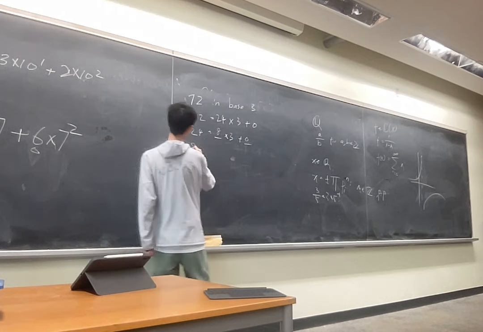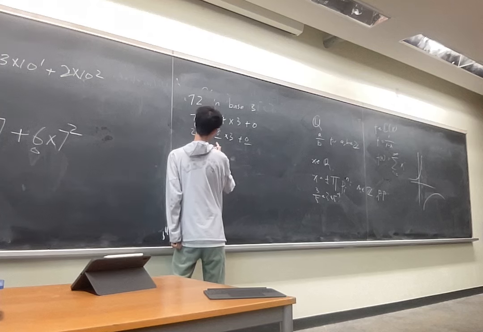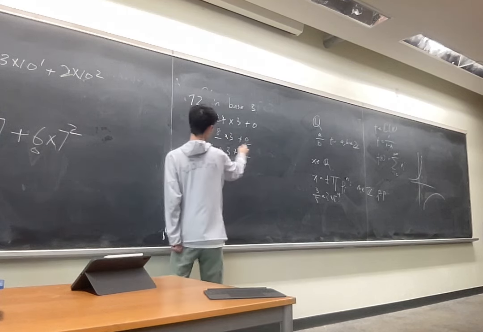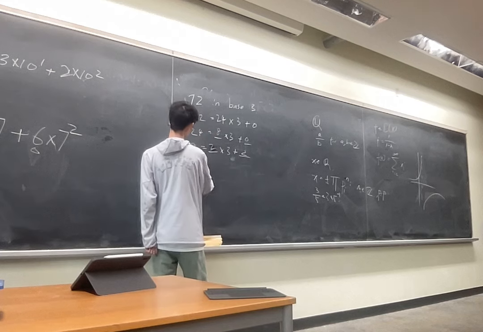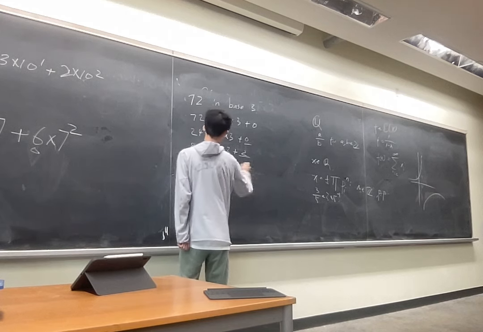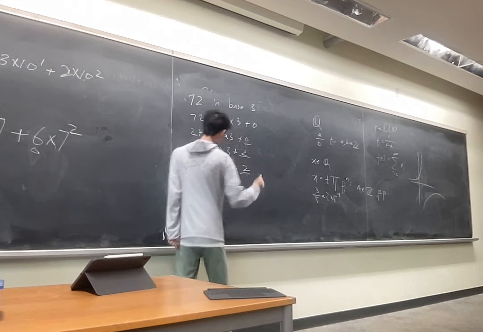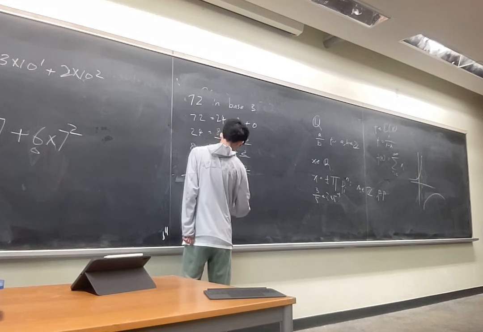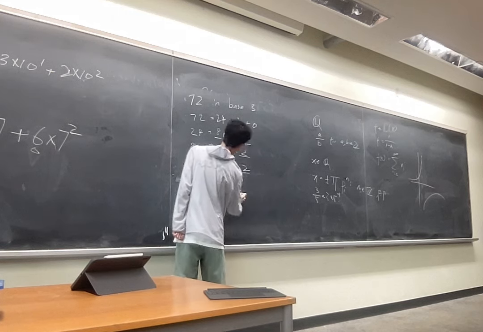And now I have 8 is something times 3 plus something. This should be 2 and 2. And then 2 is something times 3 plus something. This has to be 0 and this has to be 2. Therefore, 72 is exactly 2200 in base 3.